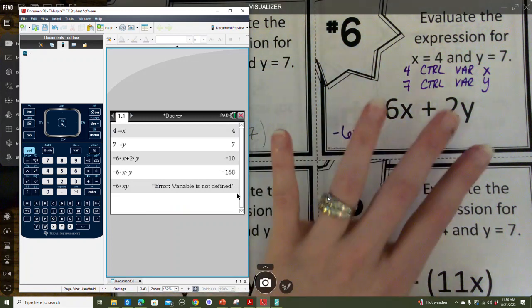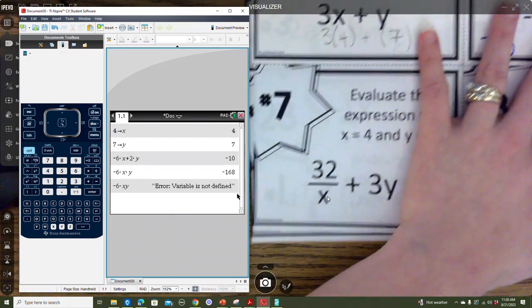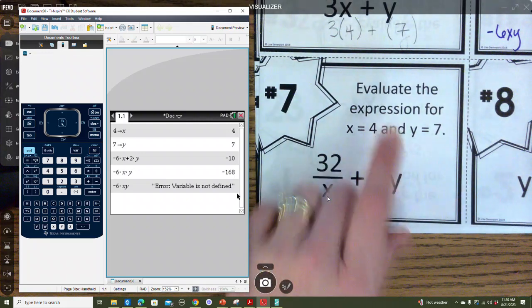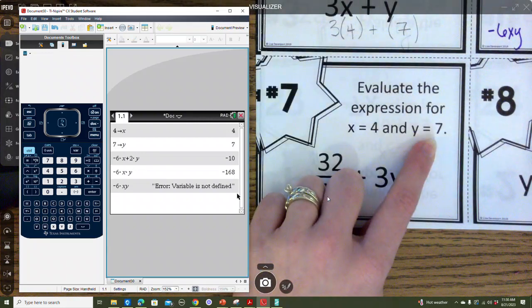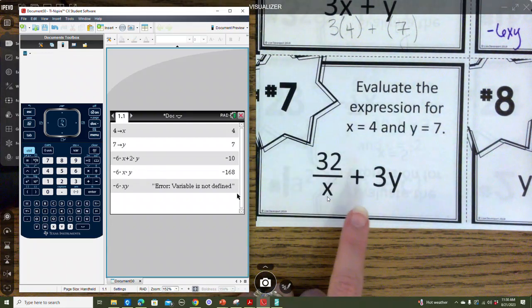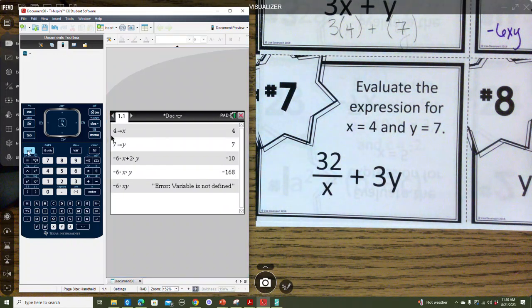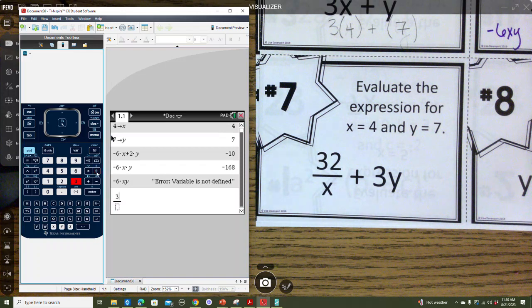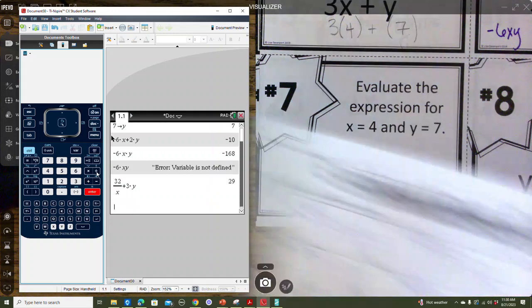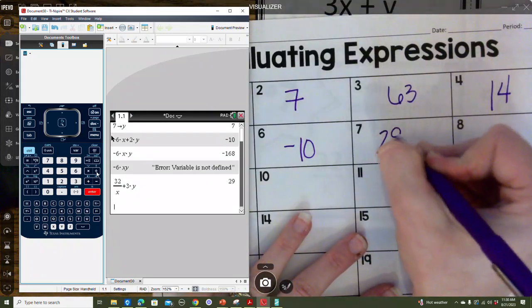The nice thing about this page is I can move to number 7. I've already programmed X to be 4 and Y to be 7, so I don't have to start over. I can just type this in. So to do a fraction, I do control division. 32 on top, X on bottom. Oop. Right arrow key to get out of the fraction. And then I type 3y. So 7 is 29.